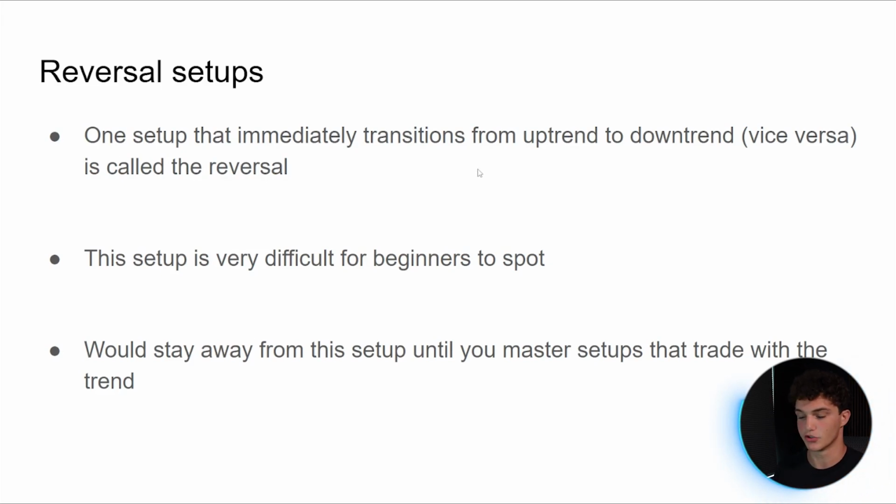Now, with this type of setup, it is very difficult to find because it doesn't happen often. We usually expect the trend to have a transition period. So reversal setups are quite rare, and they are really hard to spot. They're really hard to locate, especially if you're a beginner. If you're just a beginner, you're learning about trends, you're learning about trading with the trend, it's really hard to find a setup where it's a reversal.